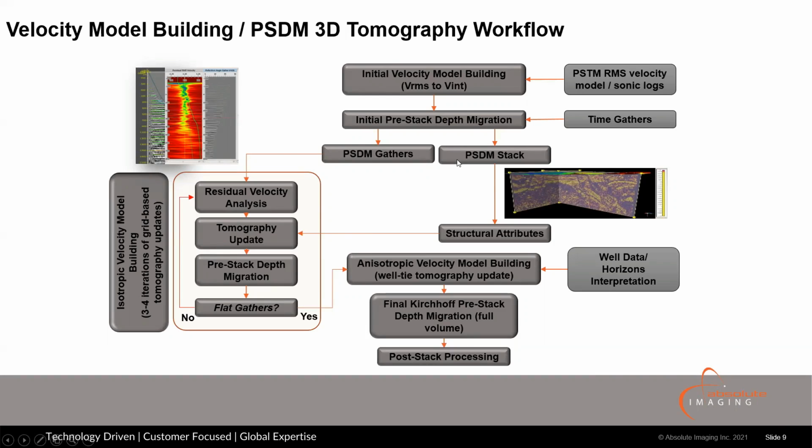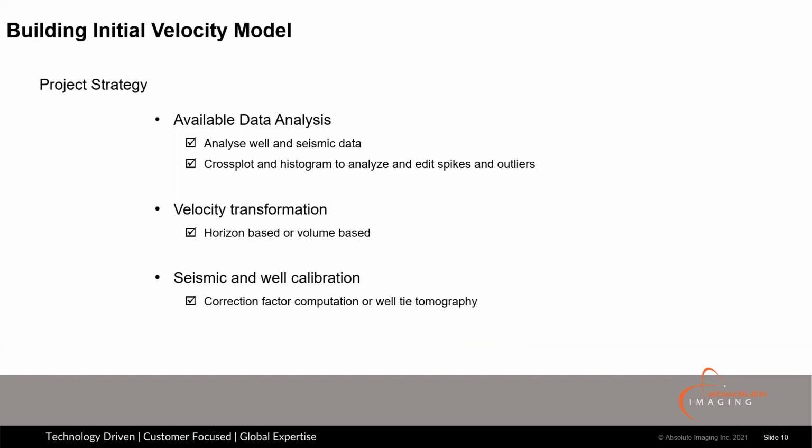In the process of building the initial velocity model, first of all, we have to build a strategy. How are we going to approach this? We have to look at what kind of data we have. We have to analyze the data, which is good, which is what we are confident in.